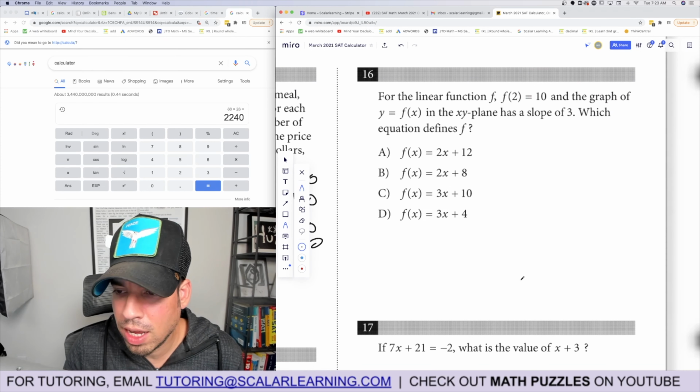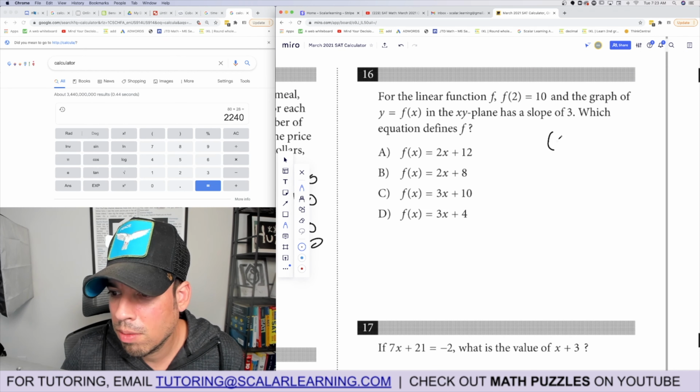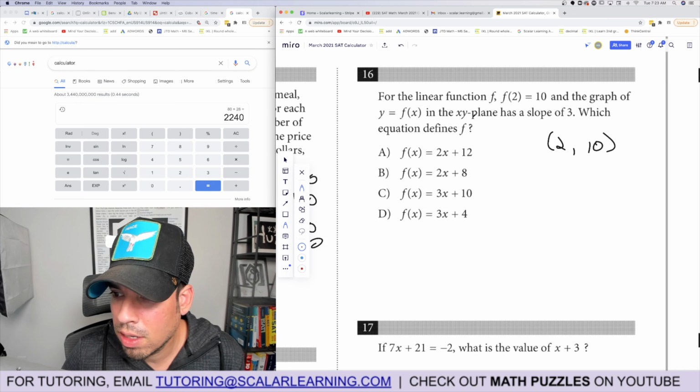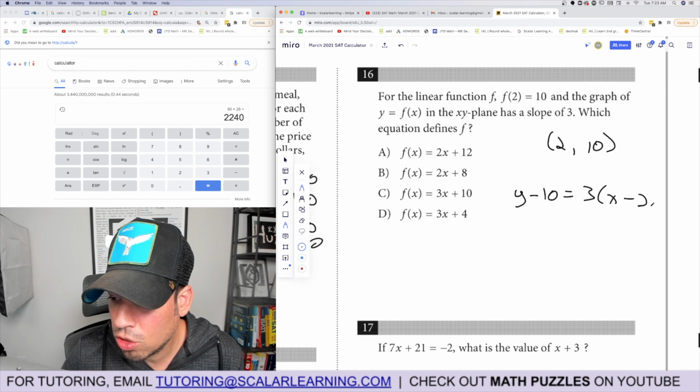16, for the linear function f of 2 equals 10. That means 2, 10 is a coordinate because if that's the x value, that's the corresponding y value. The graph of y equals f of x in the xy plane has a slope of 3. Boom, point slope. Let's do it. Y minus 10 equals the slope times x minus 2. Just throwing these guys in there like that.